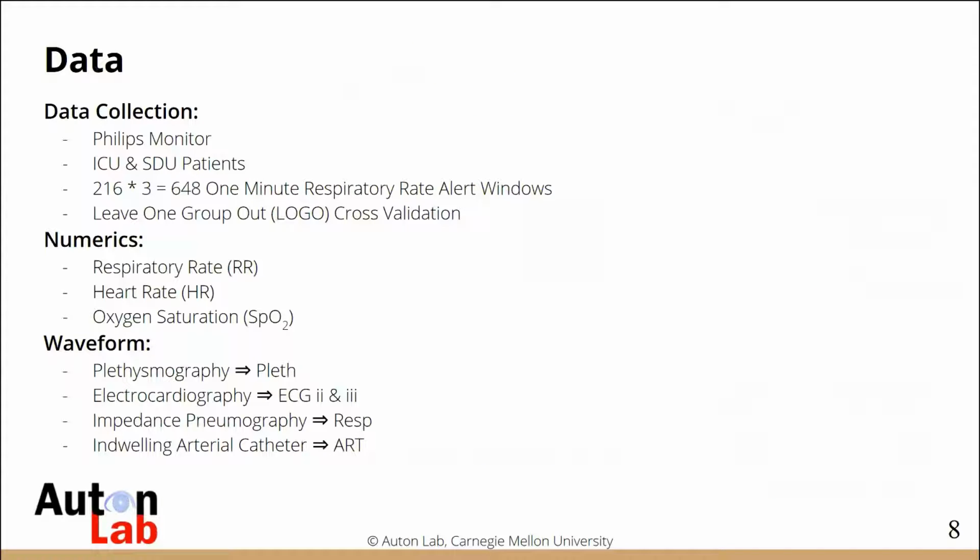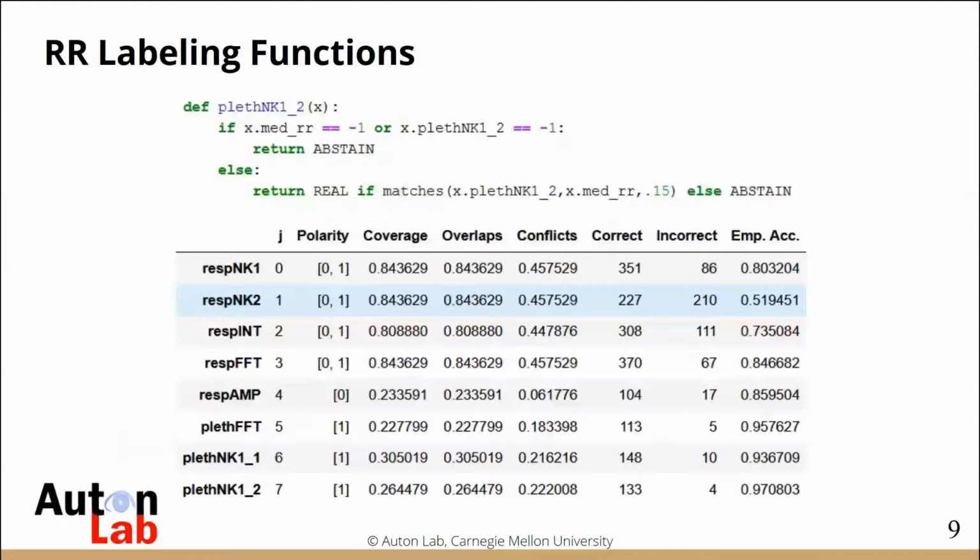The data was collected from a Philips monitor in ICU and SDU patients. There were a total of 216 respiratory rate alerts, but we took the first 3 minutes and split it into 1 minute windows to get a total of 648 respiratory rate alert windows. And then we used leave one group out cross-validation, in which the group would be the patient. You can see we analyzed a variety of numerics and waveforms. This is a sample labeling function at the top, and at the bottom you can see a series of 8 labeling functions that were used and a set of summary statistics on them.